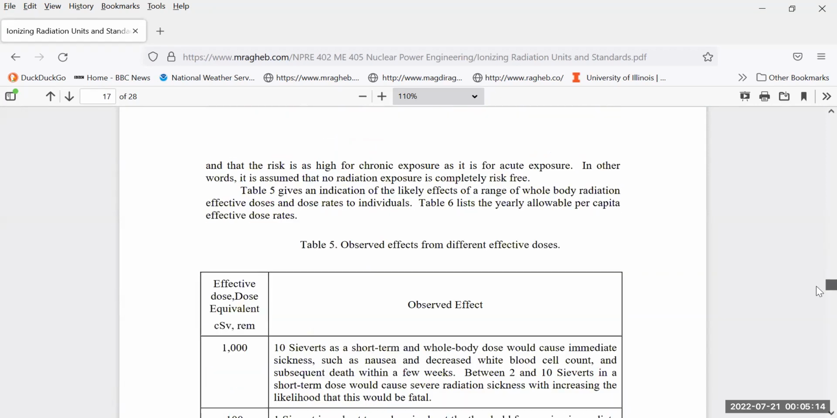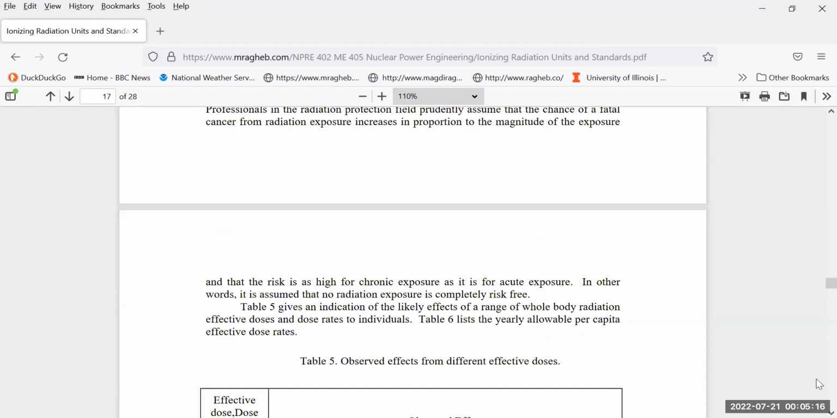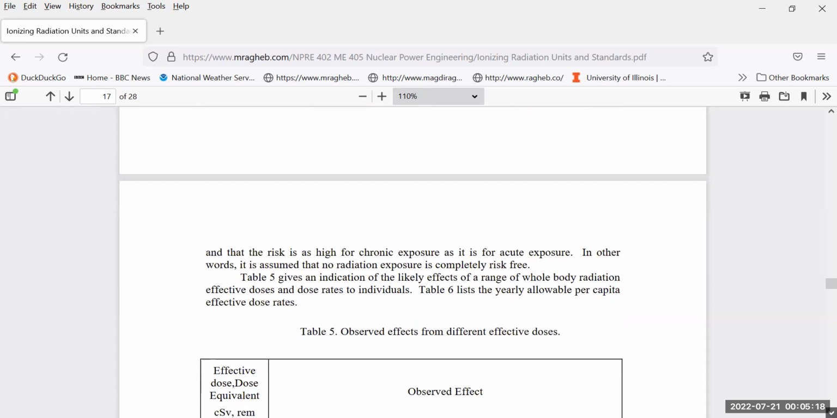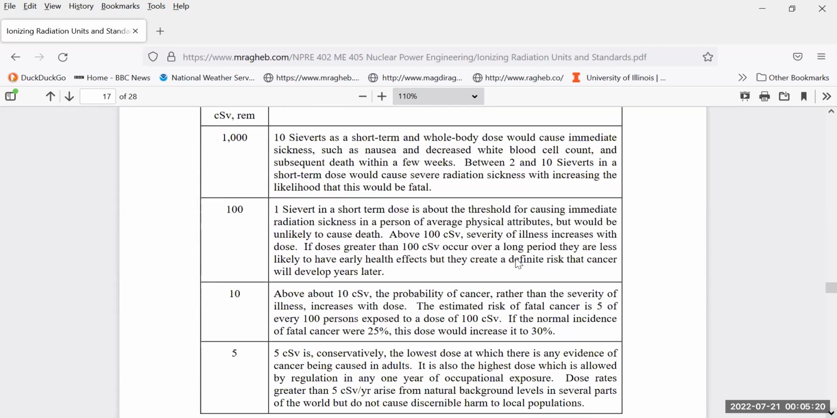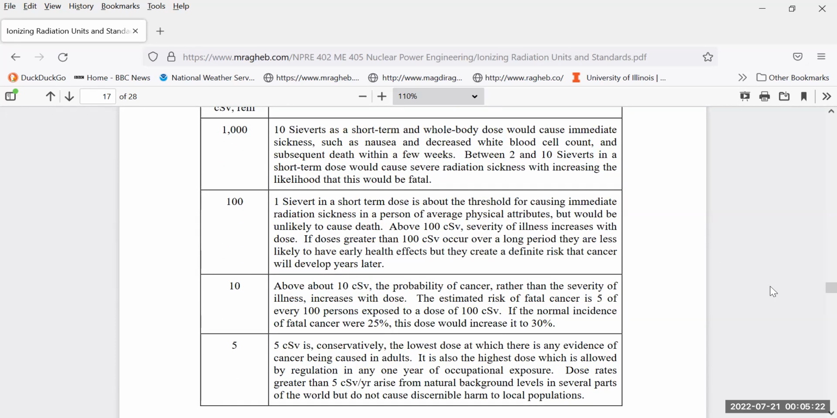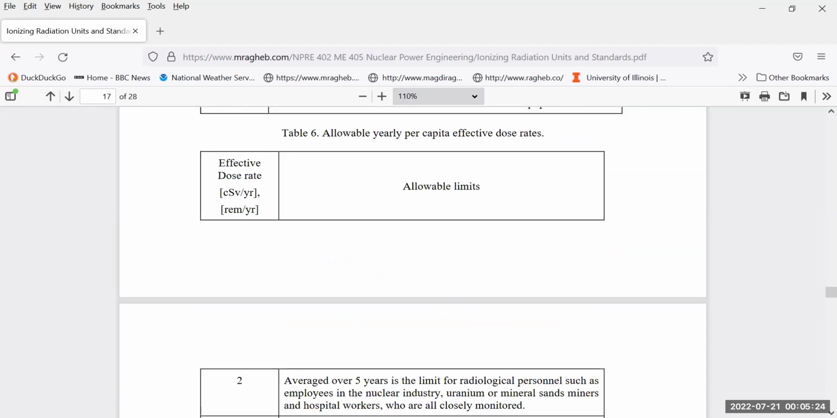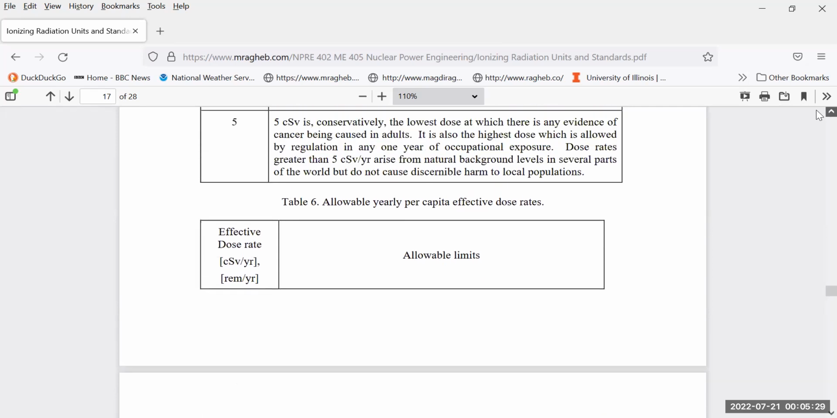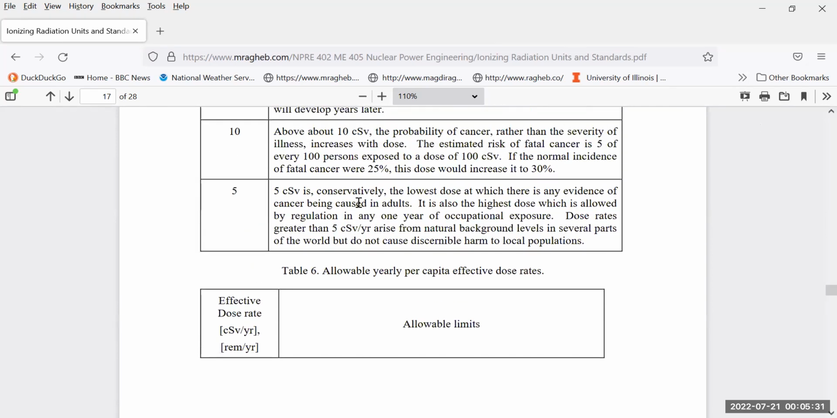Notice that, again, if you look at our table, 5 is a very small fraction of the 1,000 rem of radiation that would cause a fatal effect. So 5 centisievert, or 5 millirem, is considered a very small dose that doesn't cause much harm.